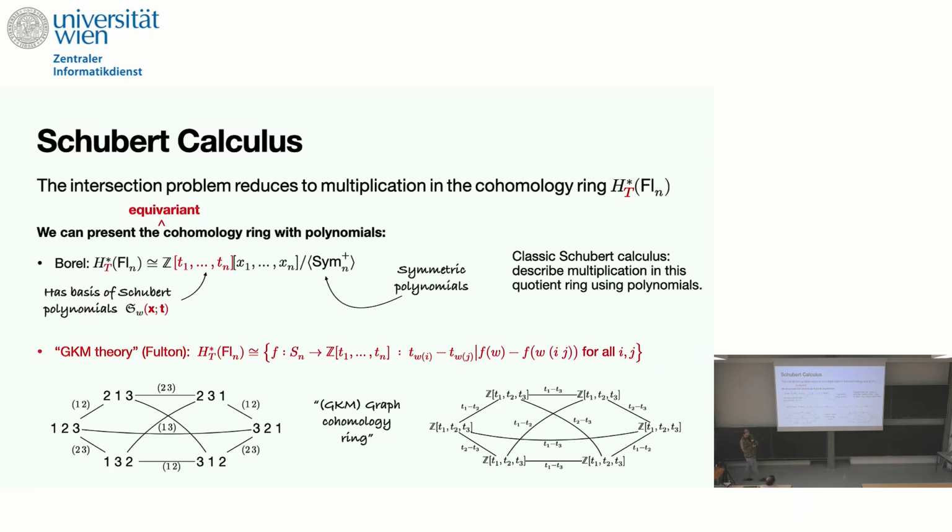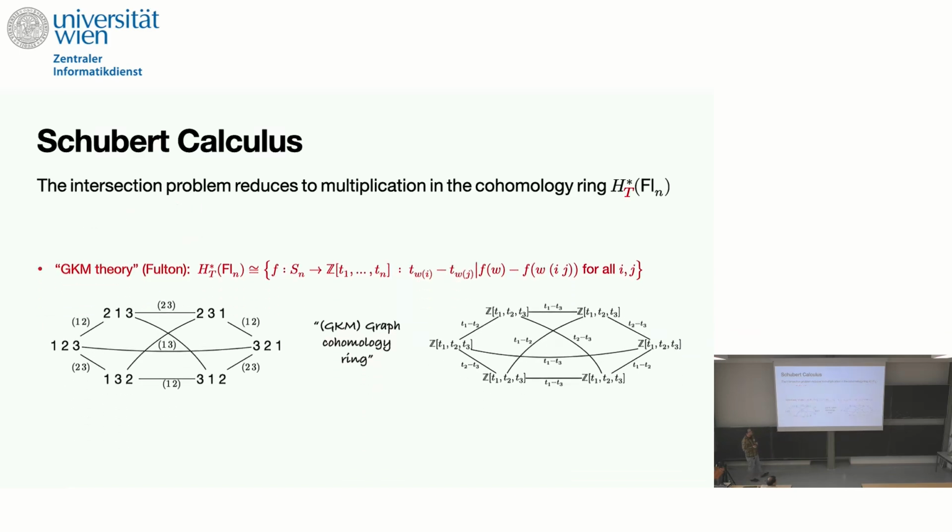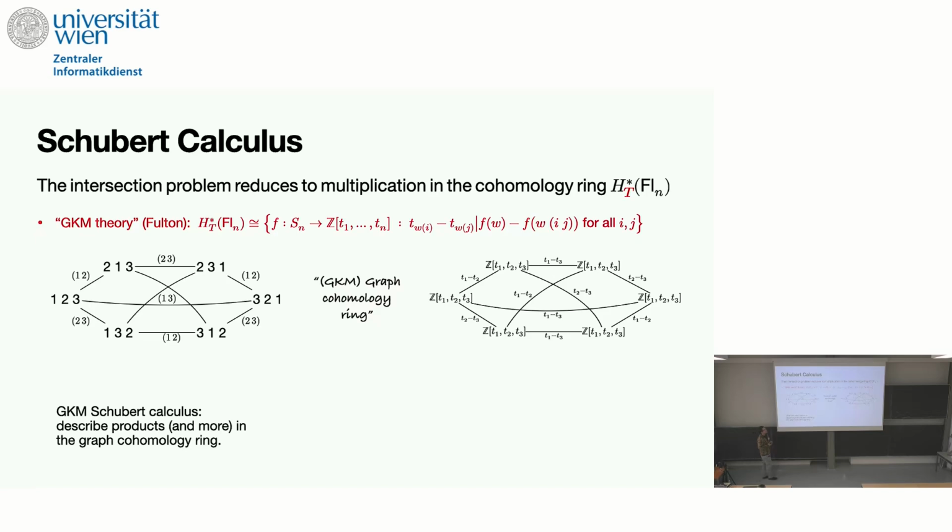So forgetting all the symmetric polynomial stuff, we now have a way of computing this ring using combinatorial data from the symmetric group. And Schubert calculus in this setting is saying, how do things multiply in this ring, for instance, with pointwise multiplication? Or how does a particular cohomology class decompose as an element of this graph cohomology ring?